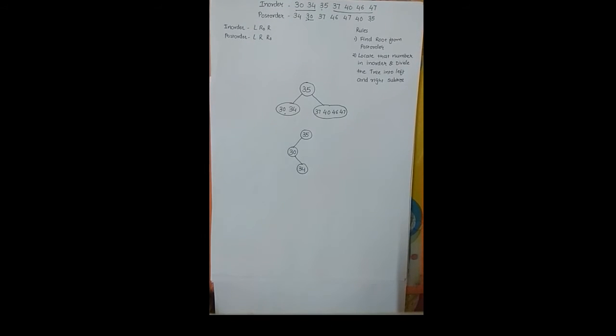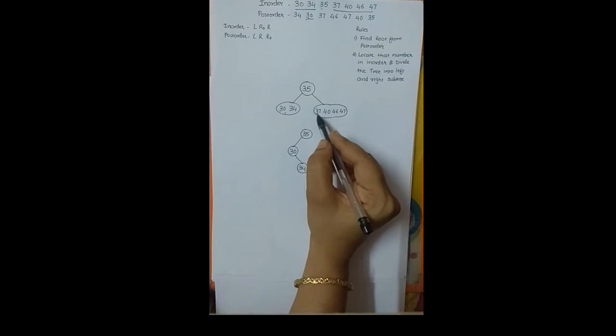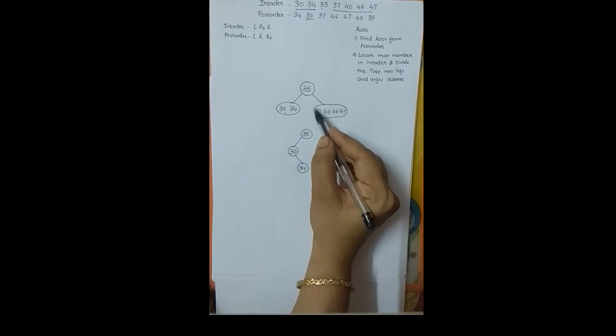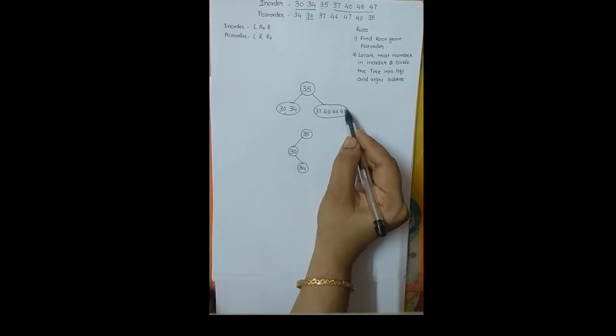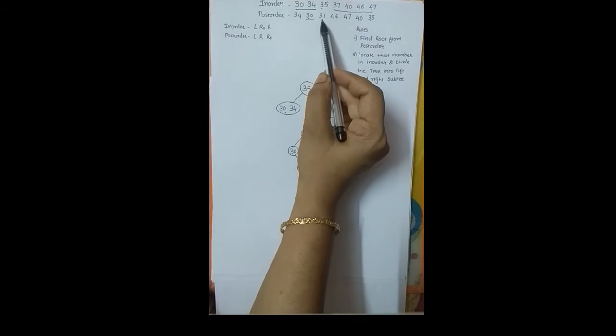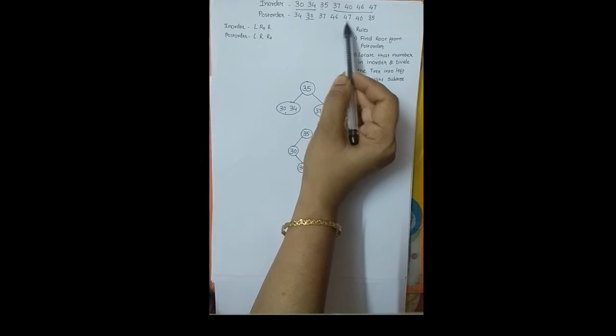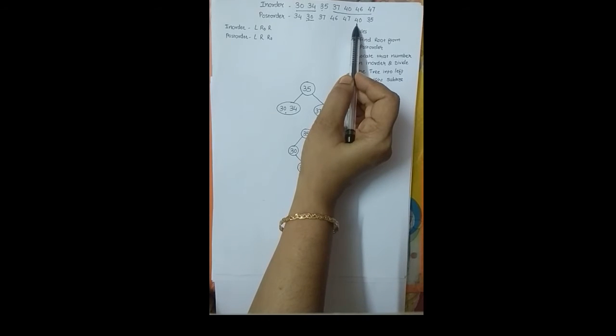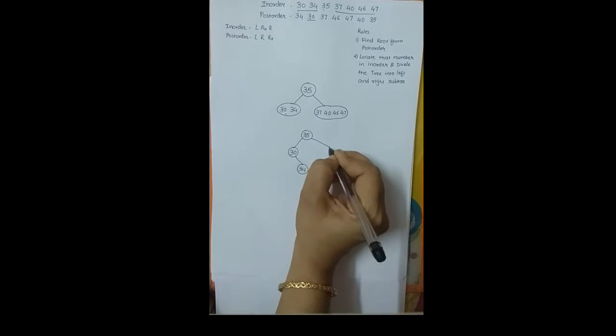Now let us construct the right subtree in a similar way. Here 37, 40, 46 and 47. First I'll have to locate these numbers in the post-order traversal. So I can find them over here: 37, 46, 47 and 40. Out of which 40 is the last value that appeared. So 40 becomes the root.